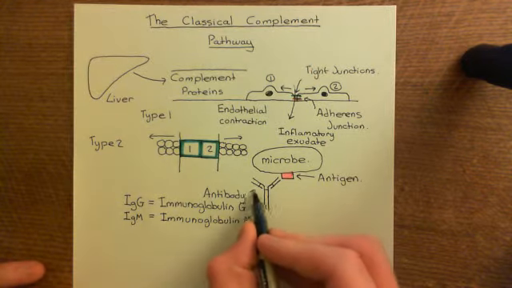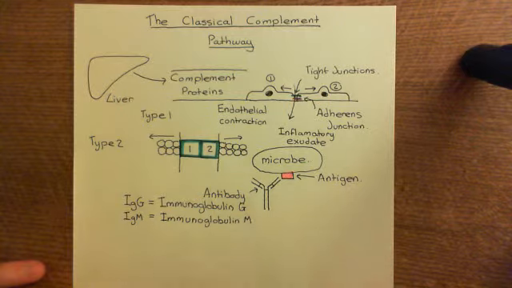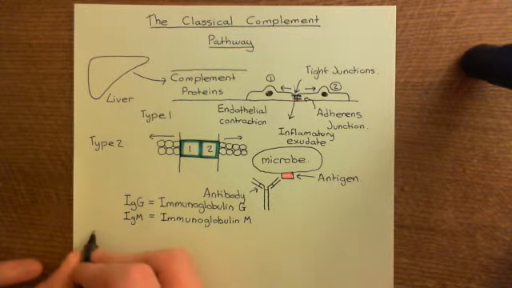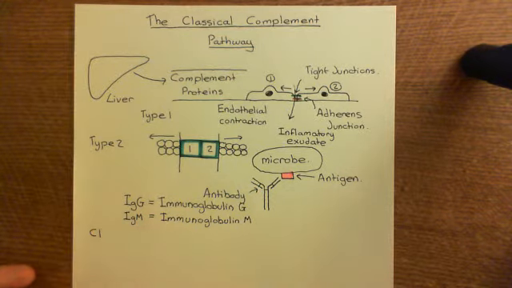Okay, right. So which complement protein is the first to come and bind? Well, basically it's going to be a C1 protein. C1 is a great big complex of proteins. It consists of three different types of proteins known as C1q, and then also C1r and C1s. So let me show you the structure of this.